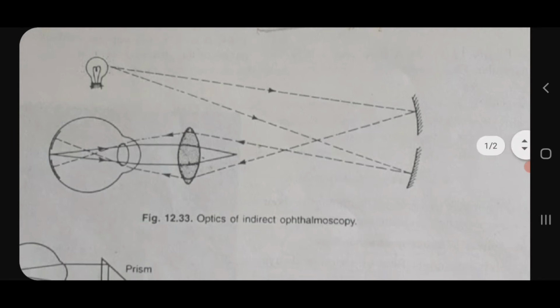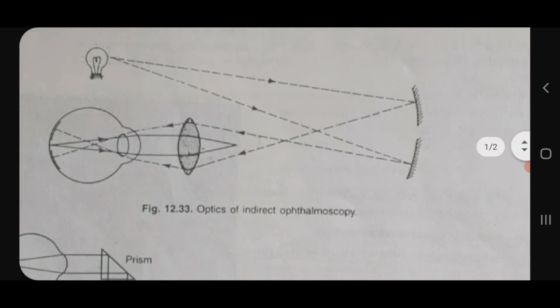The light rays from the lens are traveling into the patient's fundus, and then it can be observed by the observer. Okay, so why is it making the eye highly myopic? Because with a plus 20 diopter lens, we are making the patient's eye highly myopic. So we get a real inverted image. Whatever we see, we get an inverted image from the patient's eye.